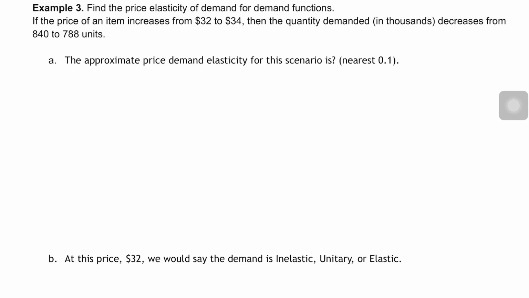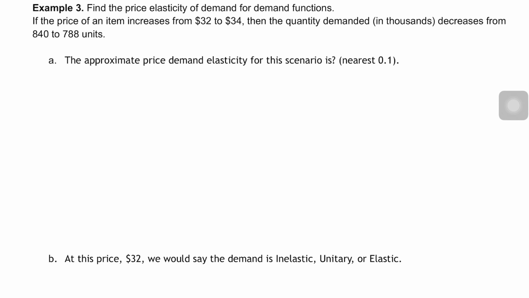All right, welcome back. So this problem is very interesting because we're gonna take an interesting approach to approximate the price demand elasticity for this scenario, because we're not given the actual demand function, right? So let's begin. If the price of an item increases from $32 to $34, then the quantity demanded in thousands will decrease from 840 to 788 units. All right, so this is very interesting, right?